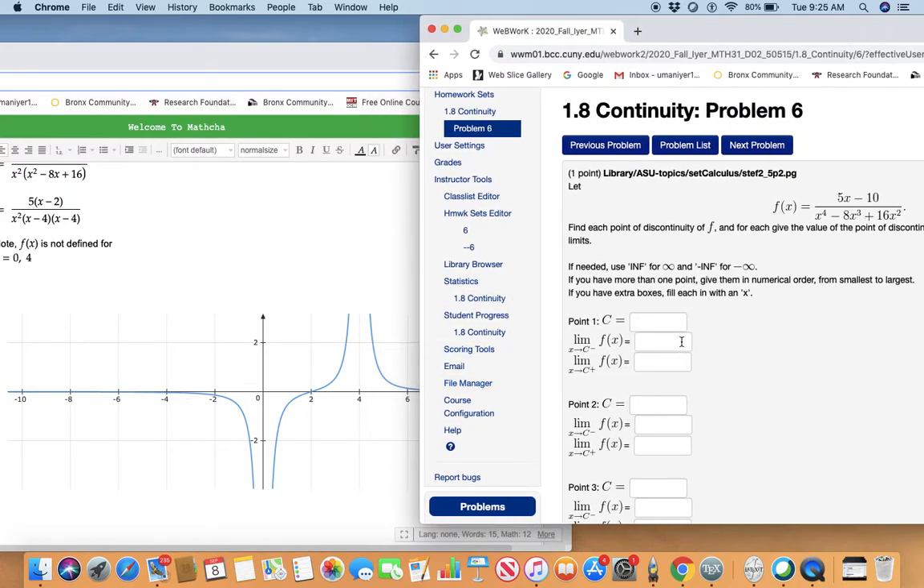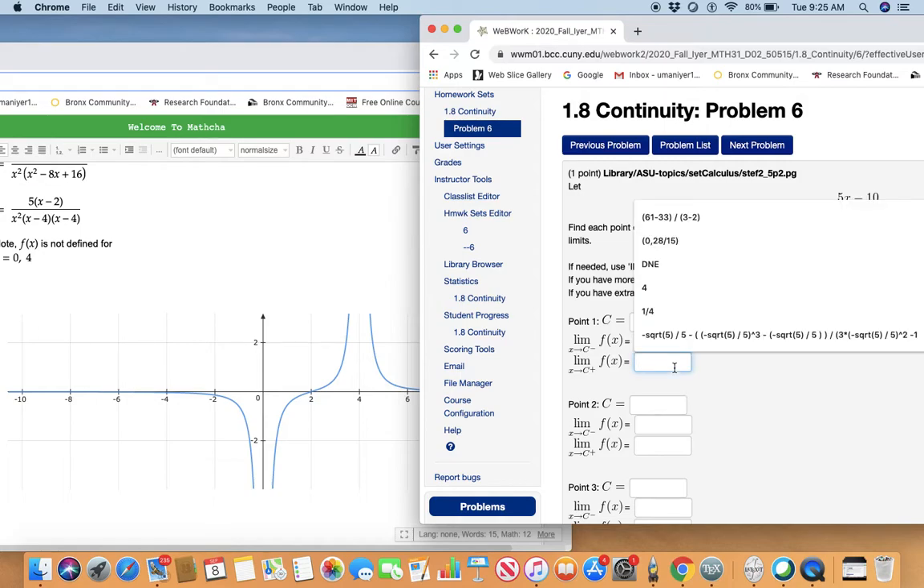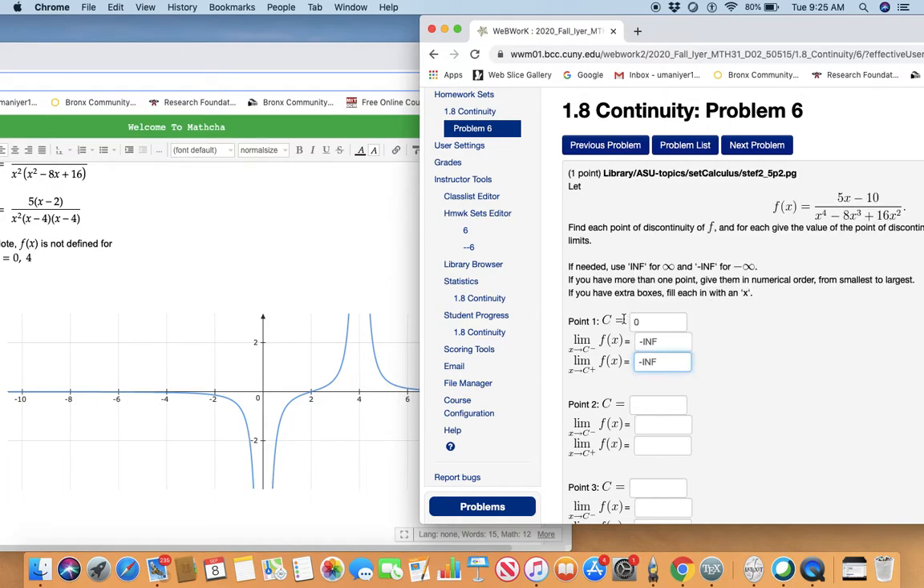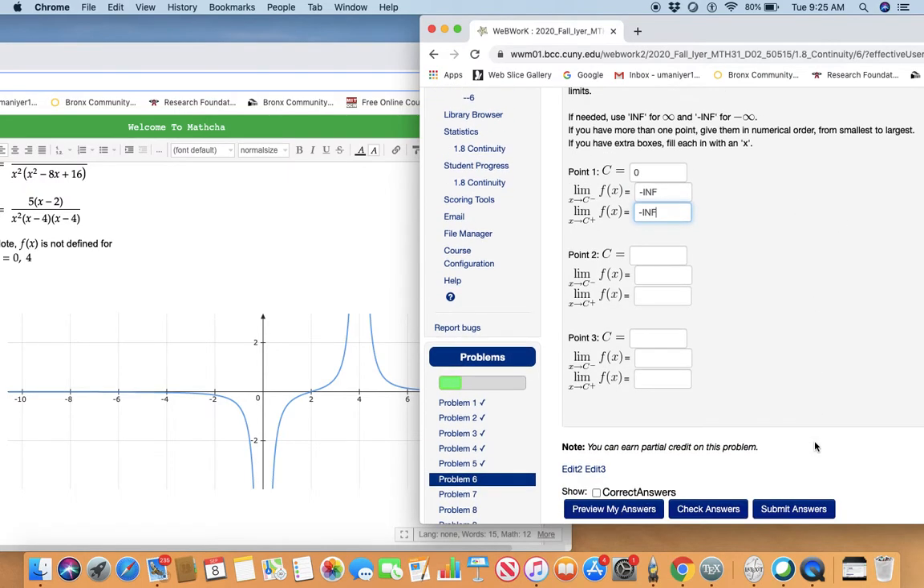So the first point coming from the left is 0. At 0, your function is not defined. What happens to the limit as x approaches 0 from the left? As I approach 0 from the left, I'm going to negative infinity. What happens when x approaches 0 from the right? I go to negative infinity. So that was the first c, that is 0. Second c is 4.